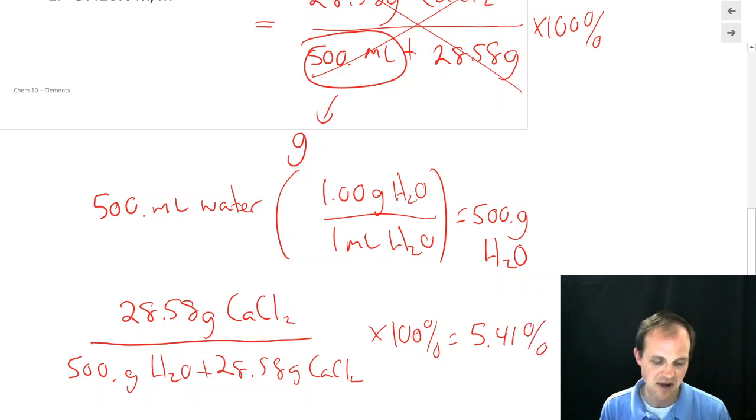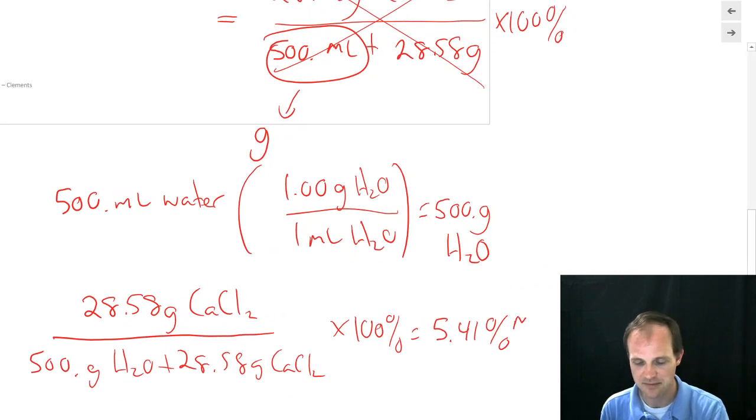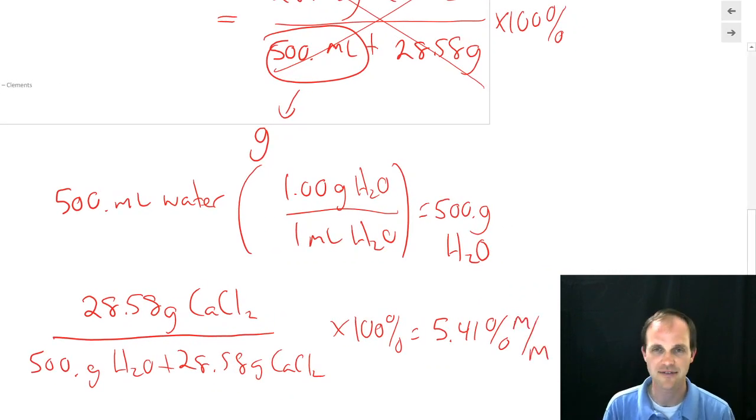5.41%. I technically gave myself some 4 sig figs. I'd be okay if you reported this one to 3 or 4. It's technically 3, but we'll give it. We'll let you do 4. What do I put at the end of there? Well, it was an m over m, so I put m over m just like that. 5.41% m over m. That's how we do these kind of problems.